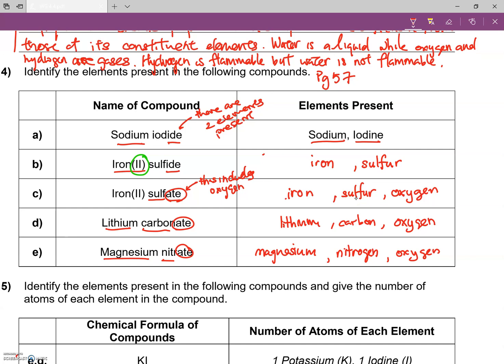So do take note, the naming of the compound actually will tell you what elements are present within the compound itself. So this is for question 4.